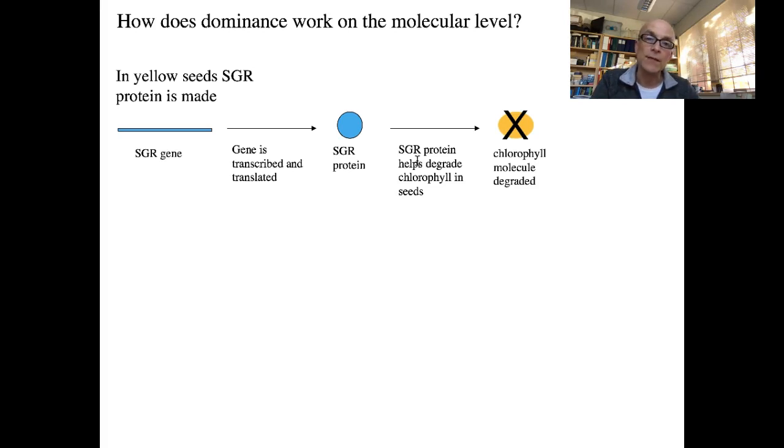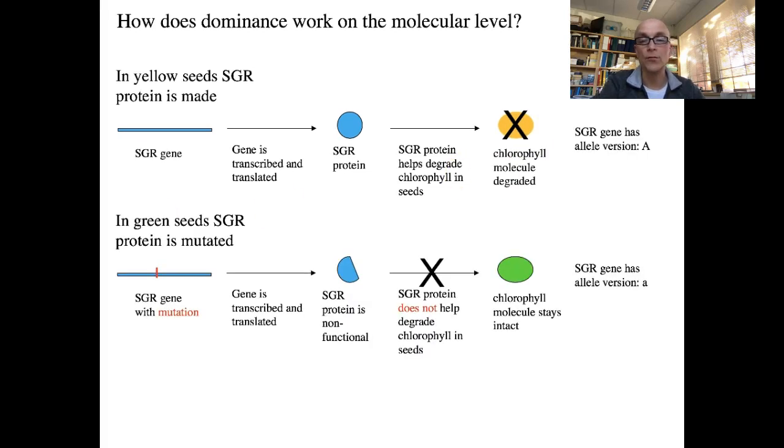Well, we have the yellow seeds and we have the green seeds. Why are the yellow seeds yellow? Well, they are yellow because the SGR protein helps degrade the chlorophyll as the seed matures. And so as the seed is maturing, the chlorophyll is degraded, and so therefore the SGR gene causes the yellow phenotype. Now, in the case of the green phenotype, the SGR gene has a mutation.